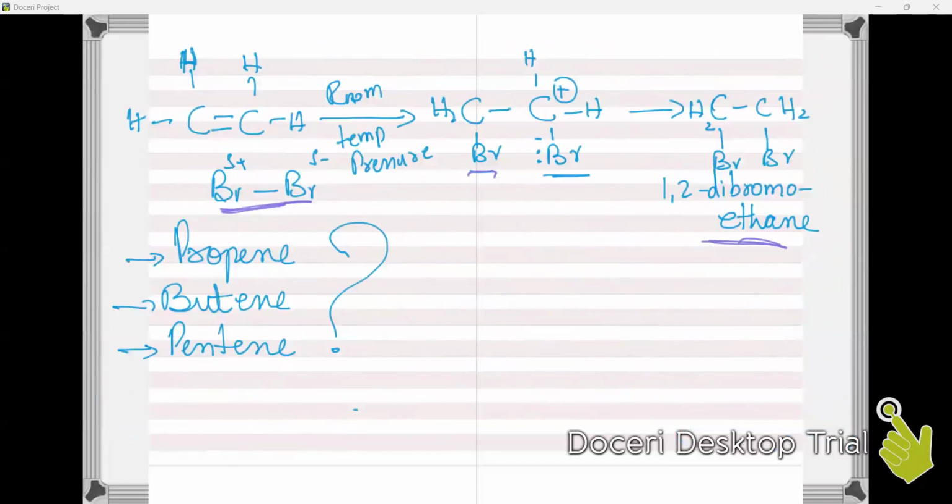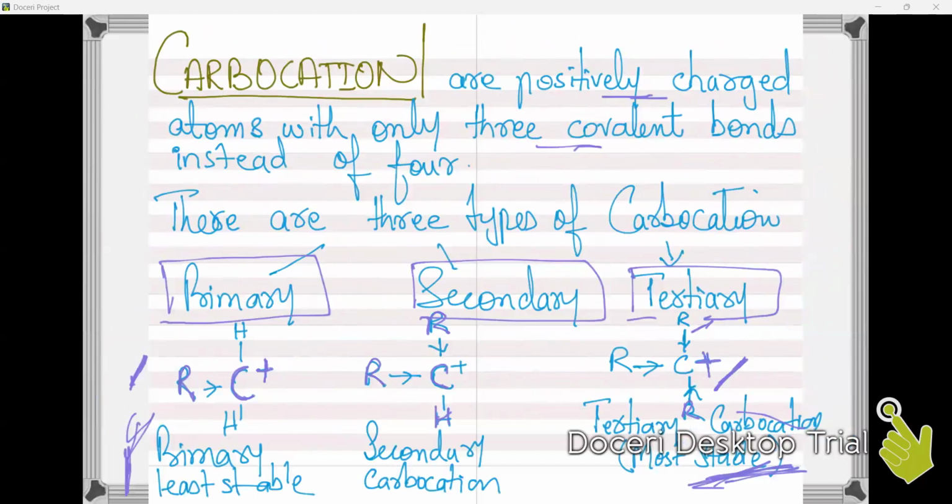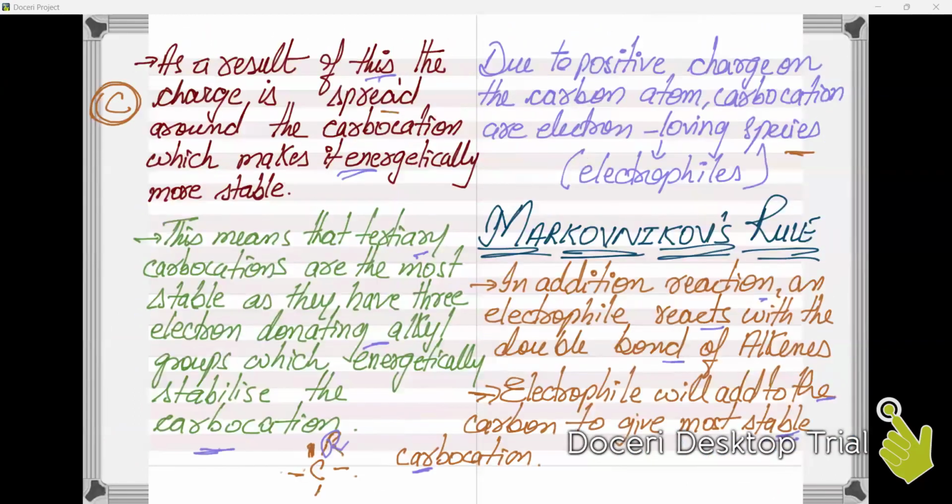Markovnikov rule, which explains, and it tells us that in an addition reaction, an electrophile reacting with the double bond of an alkene will add to the carbon to give the most stable carbocation. So it will attach to the carbon where the stability of the carbocation is the most. So this means if it attaches to the first carbon and the other carbon becomes the carbocation, the stability there is more. So that is why we get a major product over here.